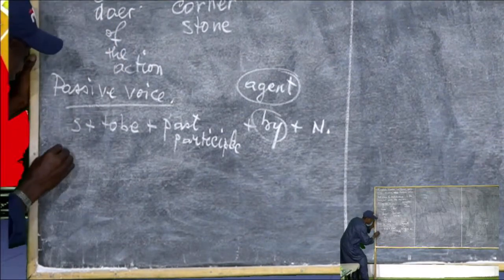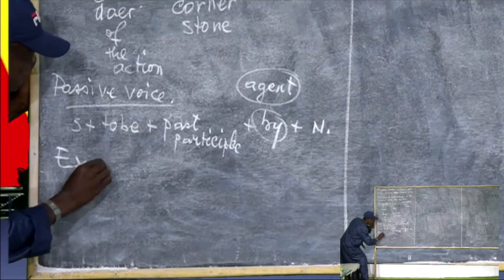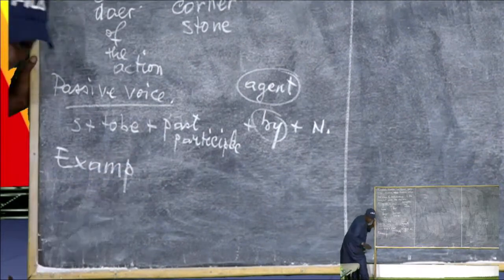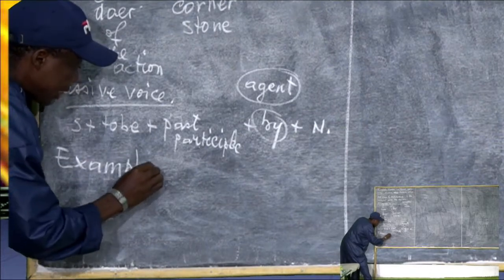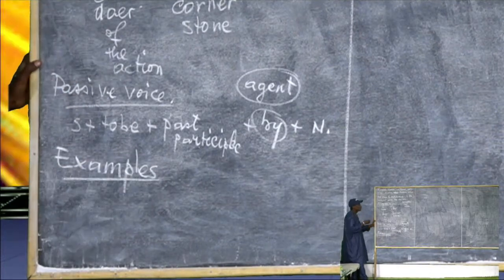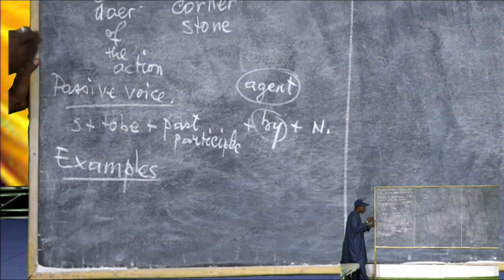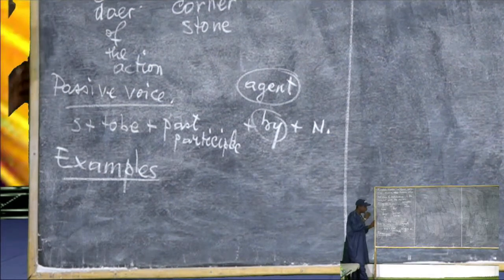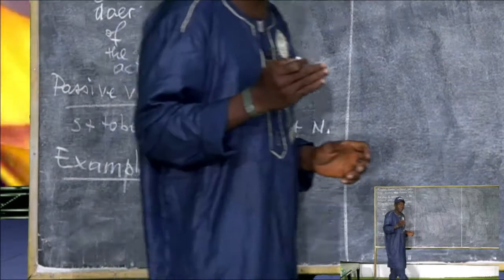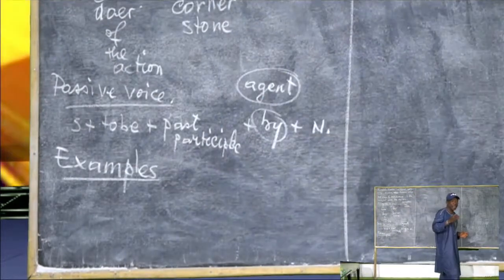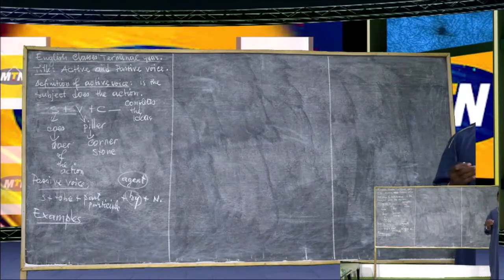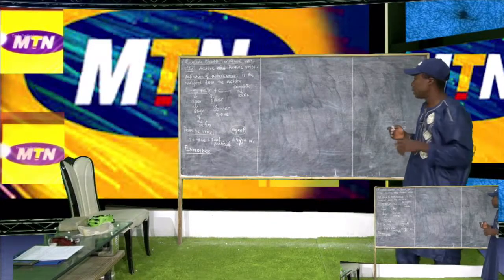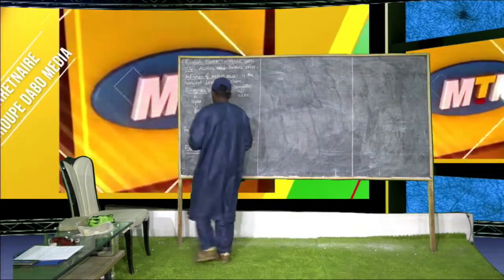Let us see some examples. We are going to see the active to passive with the simple present tense, the simple past tense, the present continuous, the present perfect, and so on. So I invite everyone to pay attention.